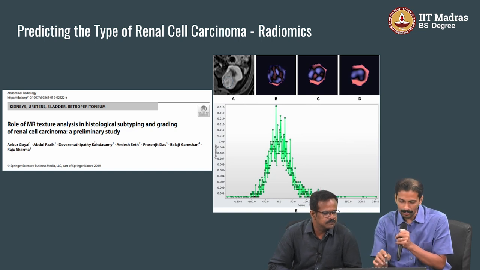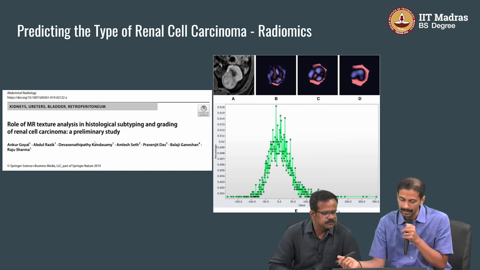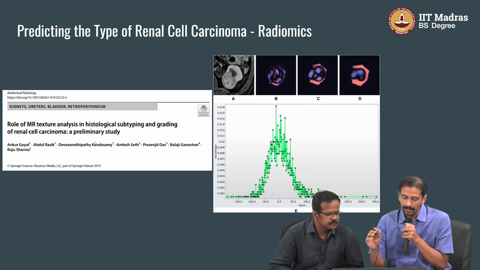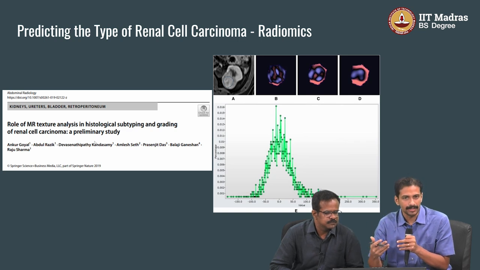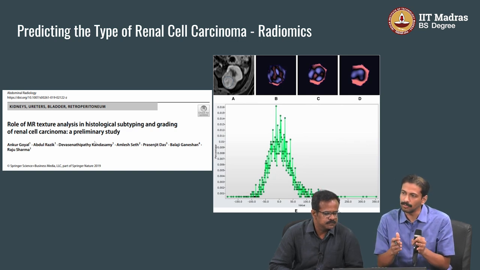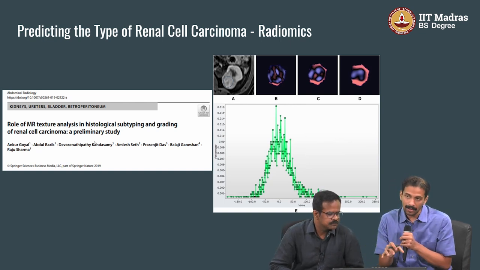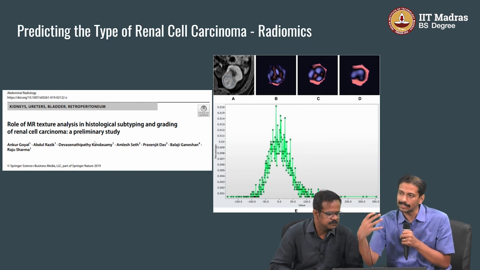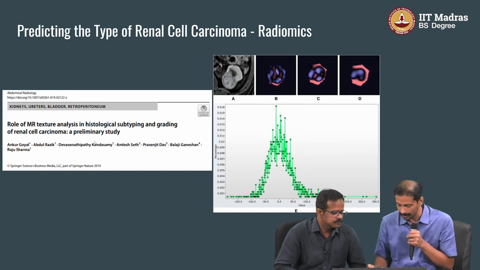In this particular paper, we used renal tumors to train, and once we did the study, we were able to find out what type of tumor it is. For a radiologist, it is difficult to decide beyond RCC what type of renal cell carcinoma it is. Most of the time it is not possible to say whether it is clear cell type or chromophobe type. But with radiomics, you can probably predict the histological character, the type of renal cell carcinoma. So that's the scope of radiomics.